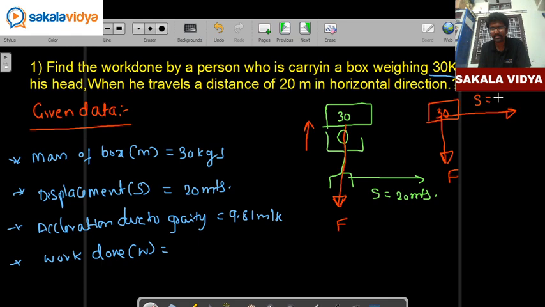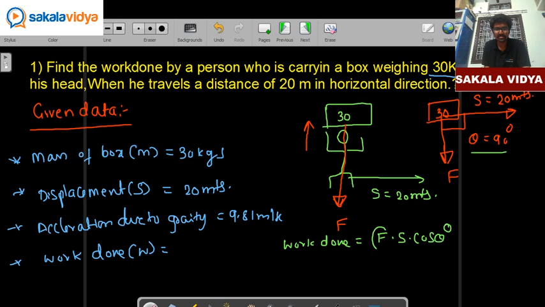So the displacement made by the body is 20 meters. What is the angle between them? Theta is nothing but 90 degrees. So according to our basic formula, work done is equal to F dot S dot cos theta, as theta is equal to 90 degrees.